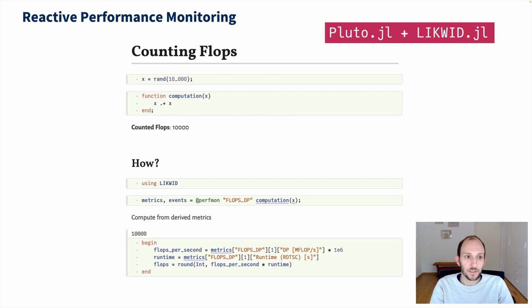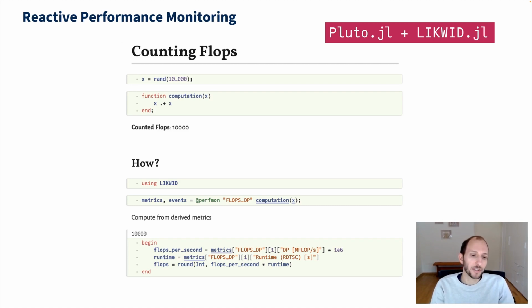All right, that brings me to showcasing. By now you have already learned all the tools that you need to actually implement the example from the start, which is this reactive performance monitoring, this reactive counting of flops. So how does this work and what do we do here? We define a vector x, which has a certain length, and an arbitrary computation which operates on x. In that case, it performs one flop per each element of x, so that means 10,000 flops.